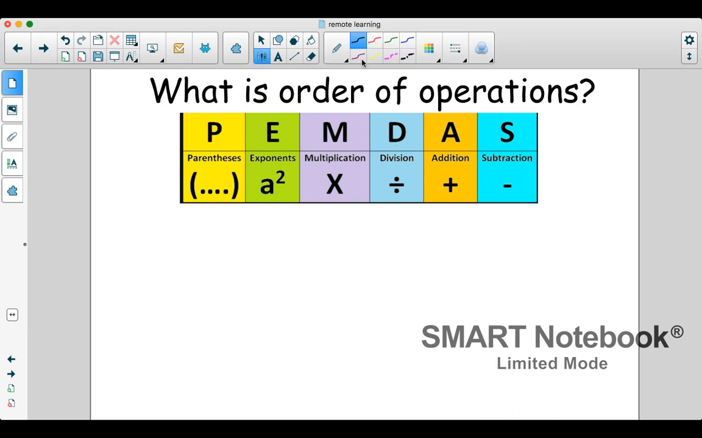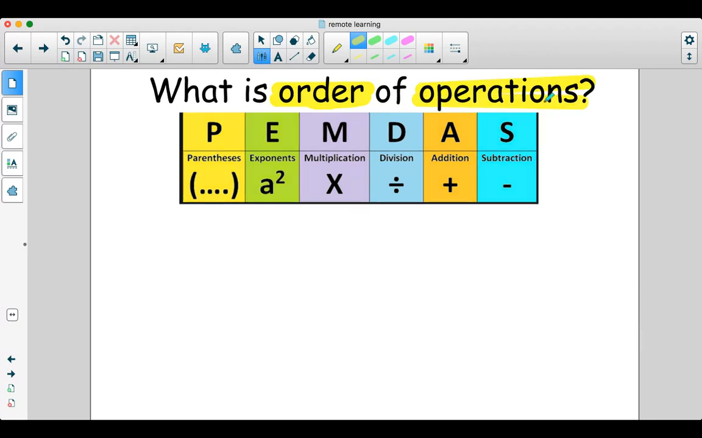So for the next 2 weeks, we are going to be focusing on the order of operations. So, what is the correct way to solve a multi-step mathematical expression? That's what this means.